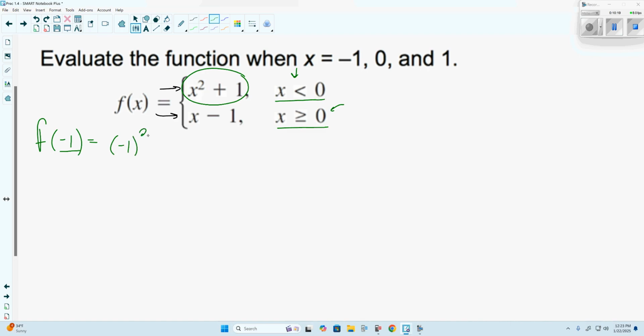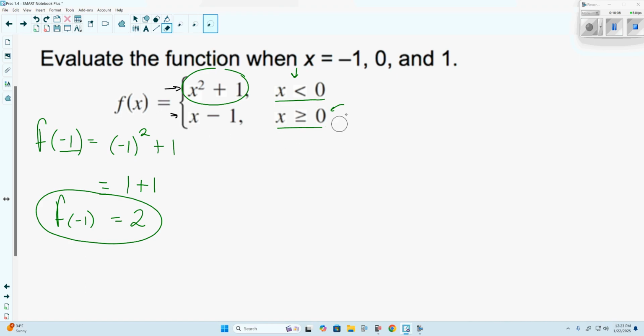So for us here, we would say negative 1 squared plus 1. Negative 1 squared, negative 1 times negative 1, is going to be 1. And 1 plus 1 is 2. So f of negative 1 is 2. Questions on this here before we look at f of 0?